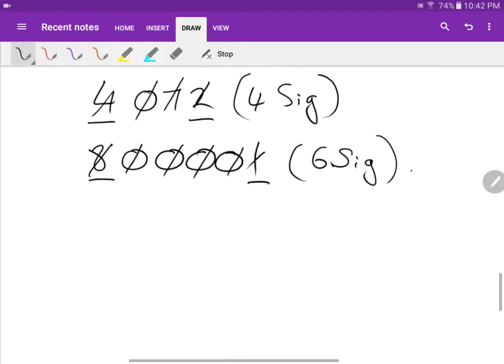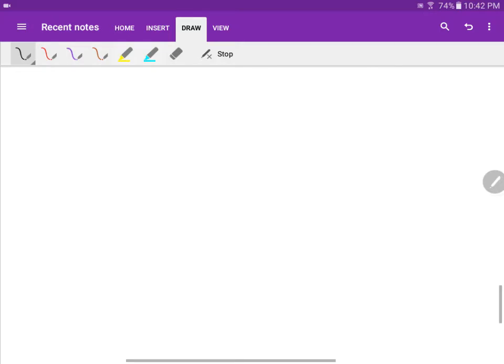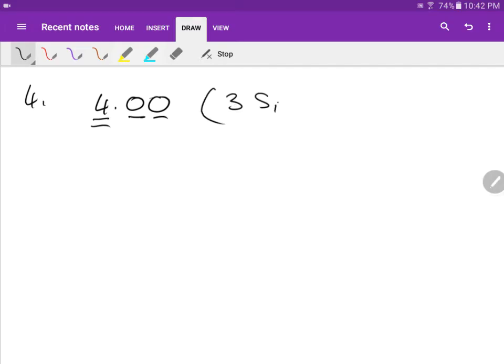Let's go to the last rule. It can be confusing. Okay, last rule. If 0s are at the end of a number that has decimals, the 0s are significant. Really confusing, all right? Let's go through it. Let's say 4.00. Because the 0s are after the decimal point and with a non-zero digit here, this 0 and this 0 are also significant. So 3 significant figures.